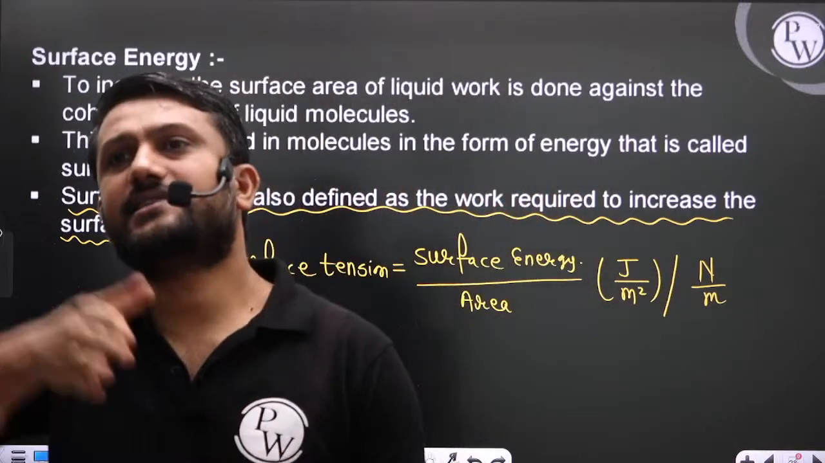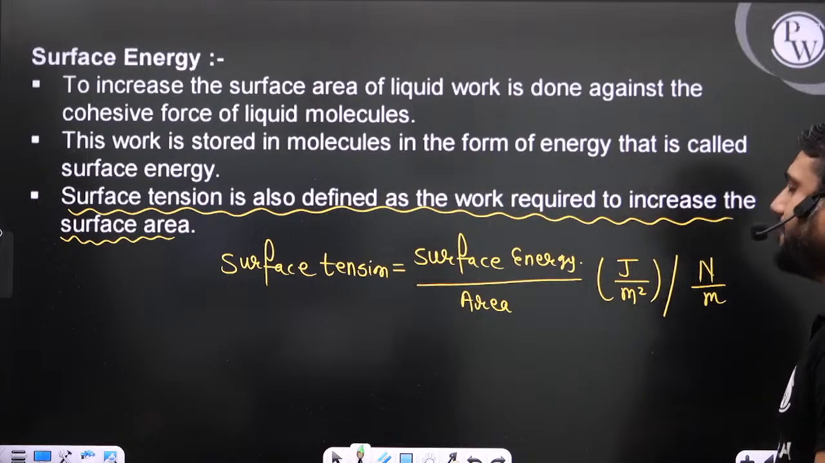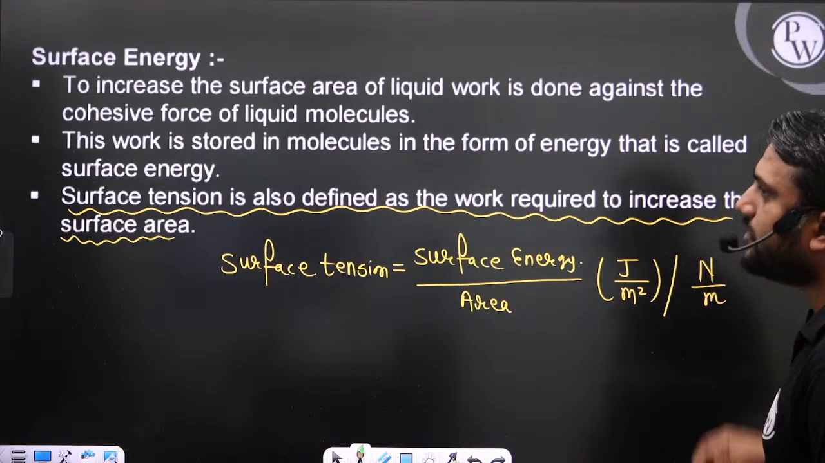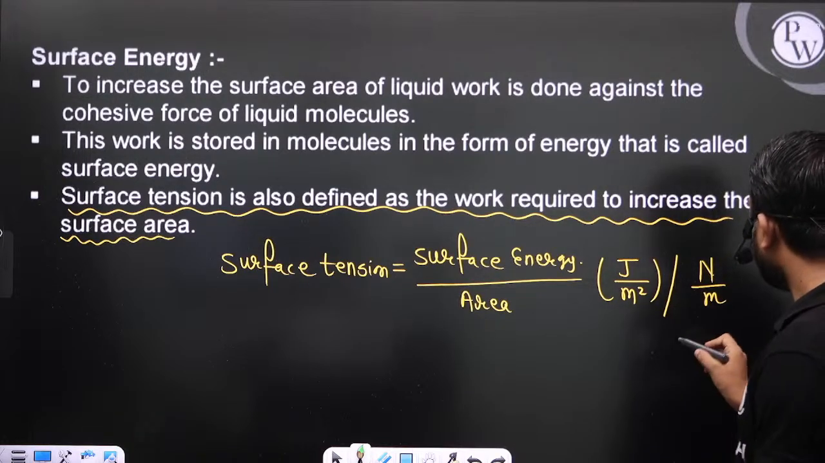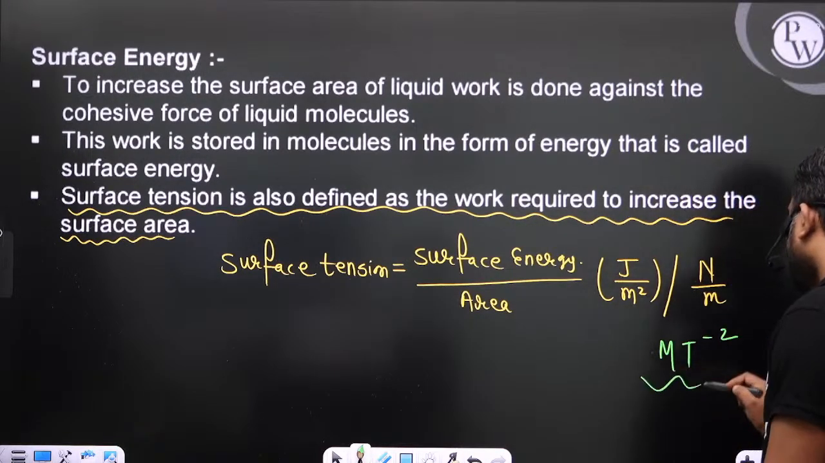So we can define surface tension in another way also. That is nothing but the surface energy per unit area. And what is the unit? Joule per meter square, and joule per meter square is nothing but Newton per meter only. In terms of the fundamental dimensions, it is MT to the power minus 2.